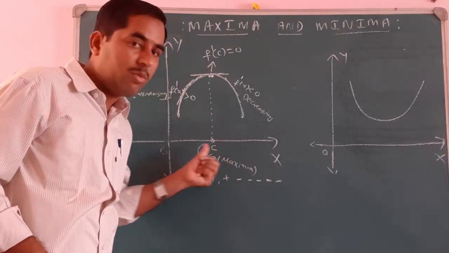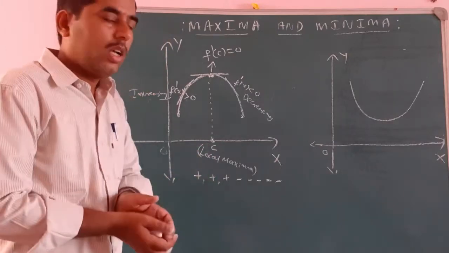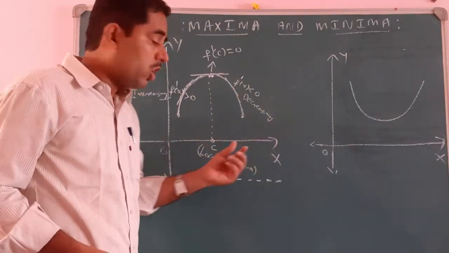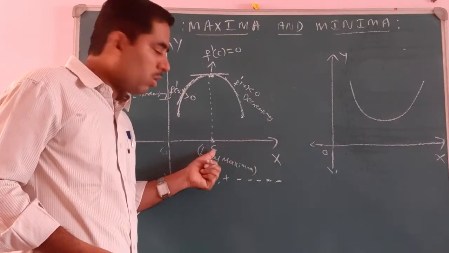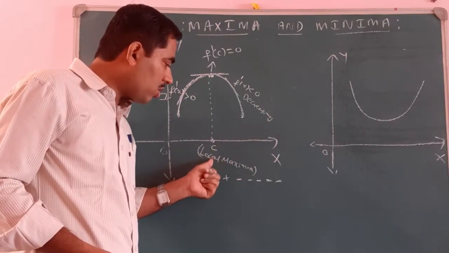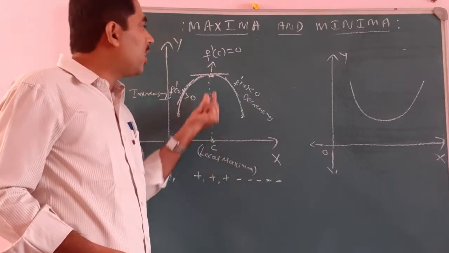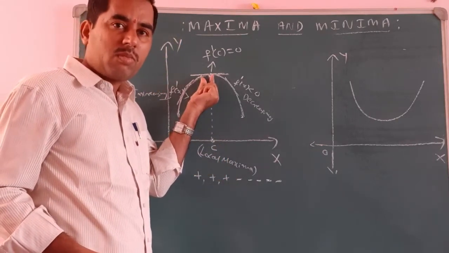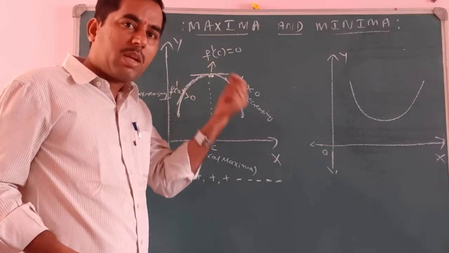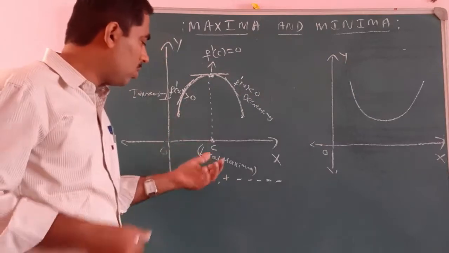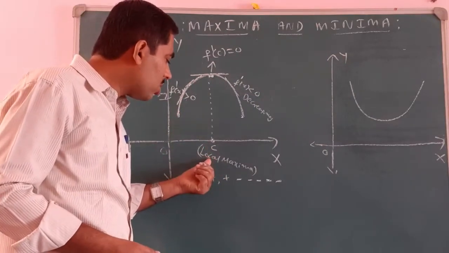We have used the word local. Local means that other than this point there may be some other points, but not near to this point. Local means it is the only point in its neighborhood at which the function attains its maximum. There may be other such points somewhere else, not nearer to this one. So to denote that, we have used the term local maxima.